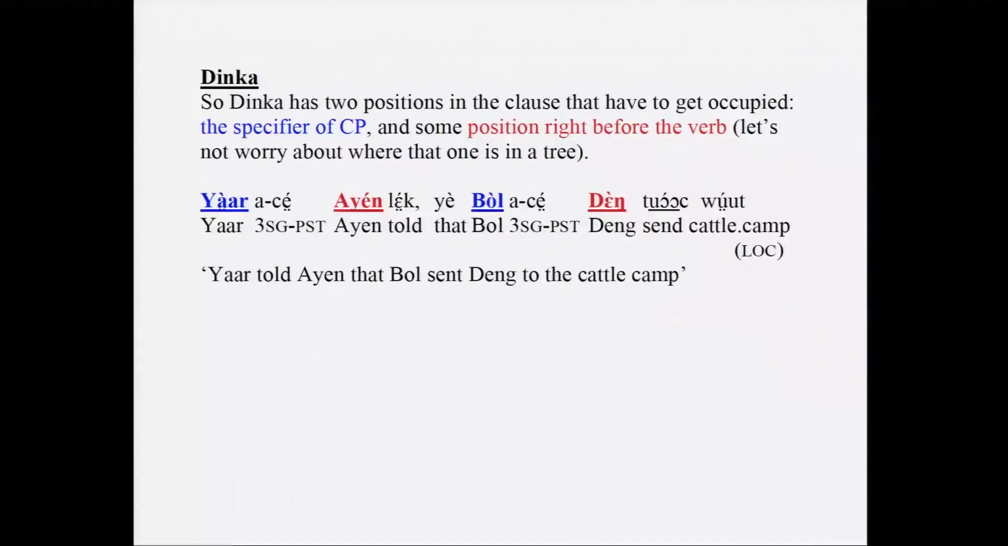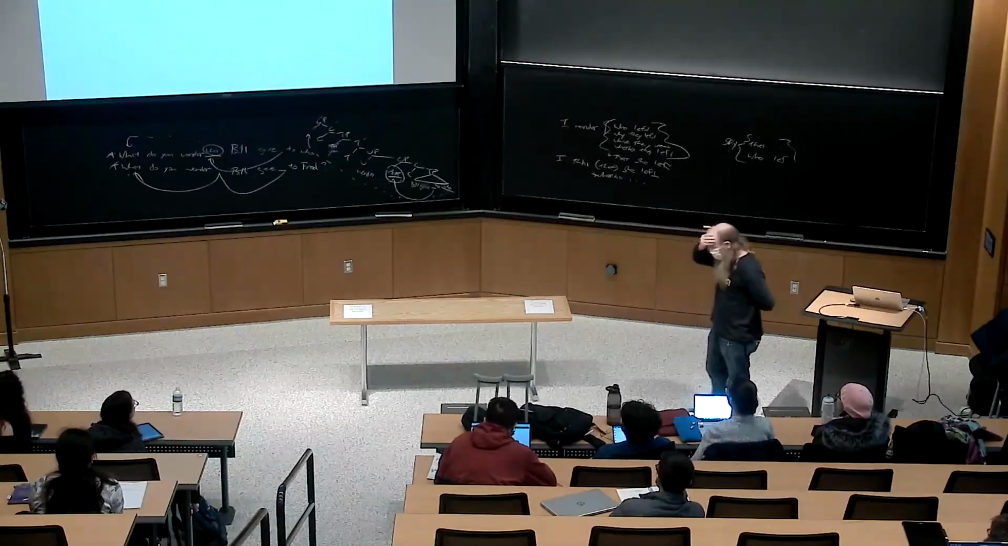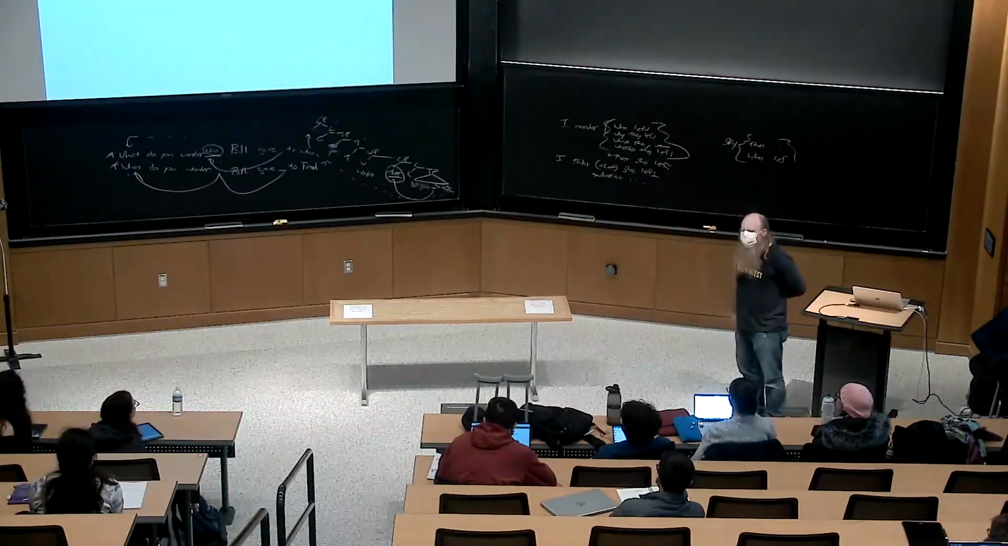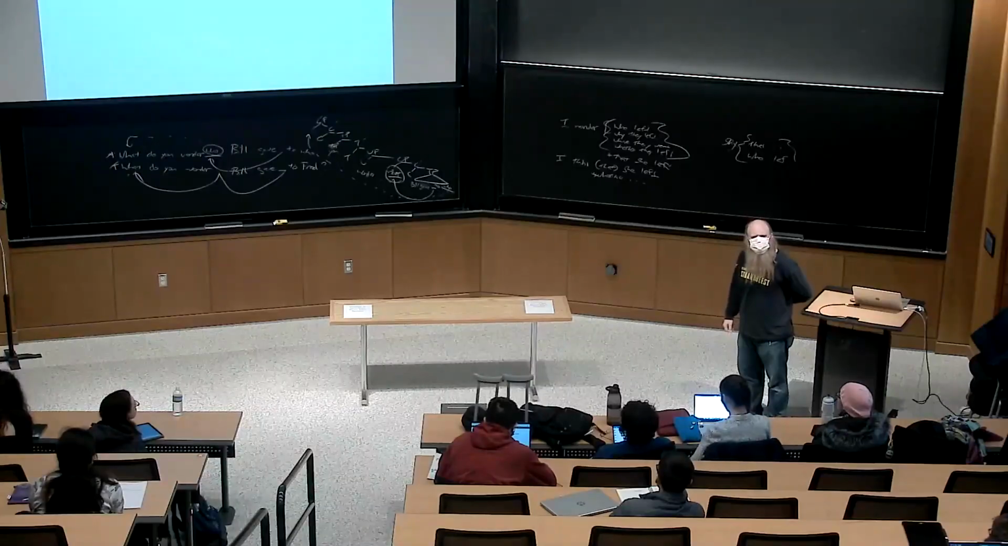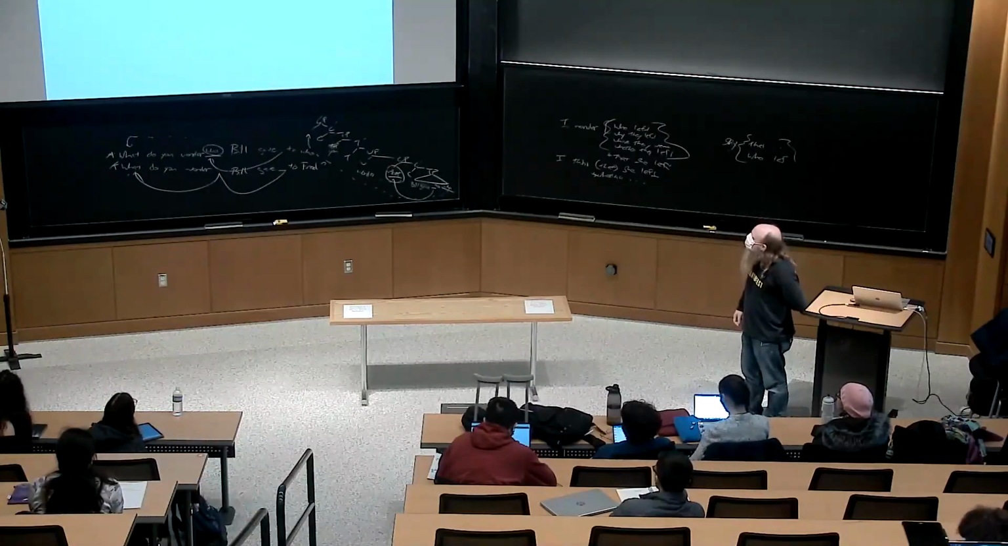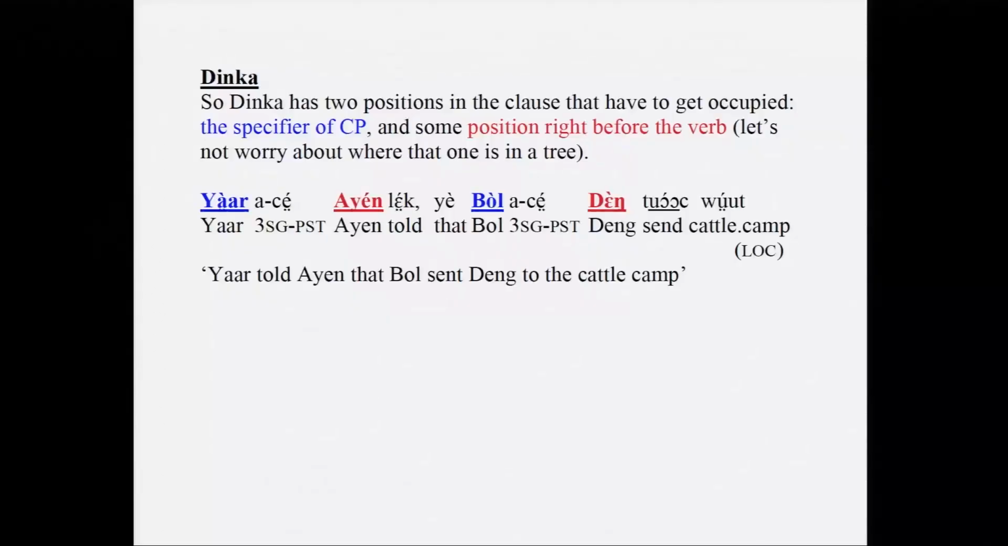So Yar and Ayen, I'm trying to remember, Yar and Ayen are women's names, and Bol and Dang are men's names. Bol, I think, means person who is born after a set of twins. It's apparently a really common name. Twins, I guess, are really common among the Dinka. Ayen is a name for a color. It's like a, yeah, anyway.